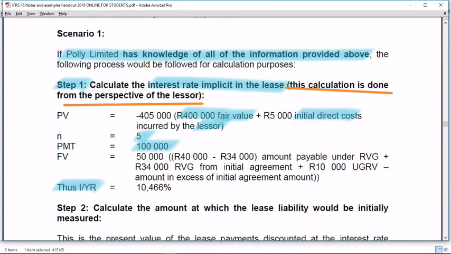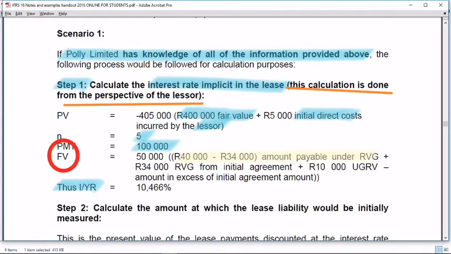Determining those payments depends on what we have discussed in a previous presentation. The future value that we will look at here is important to understand. This is the future value from the perspective of the lessor. It would include any residual value guarantees payable by the lessee, as well as any unguaranteed residual value from a third party not being the lessee. In this example, the residual value guarantee is set at 40,000 Rand, but the estimated fair value of the asset has decreased to 34,000. So in terms of the amount payable under the residual value guarantee, the lessee will have to pay an additional amount of 6,000 Rand as a final payment.